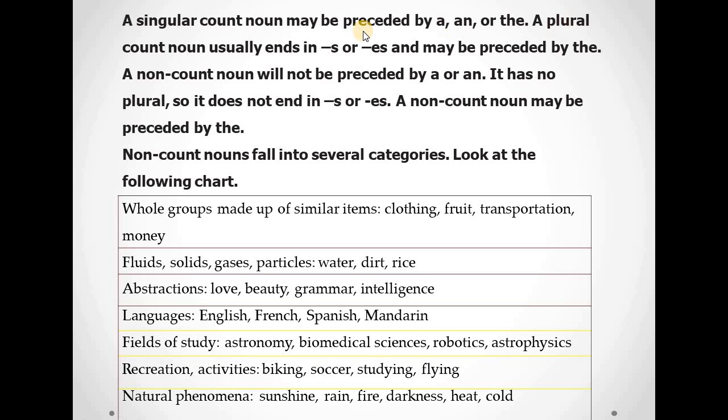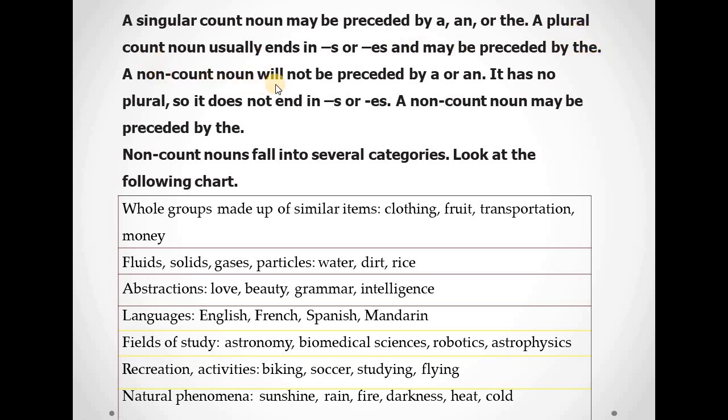Now a plural countable noun usually ends in s or es and may be preceded by the. So the plural countable noun, which usually ends with s or es, may be preceded by the.